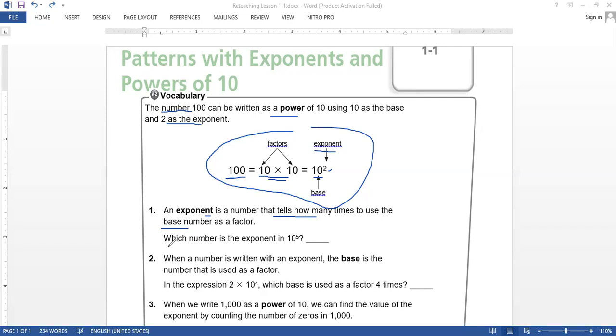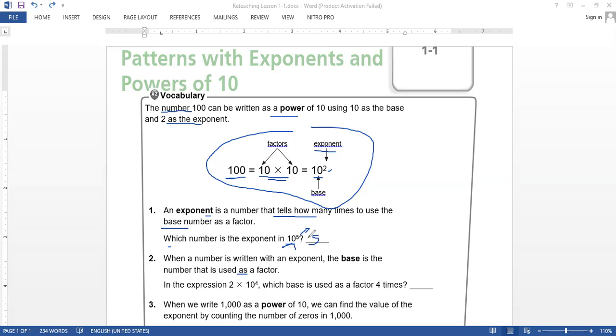Now, the first question: which number is the exponent in 10 power 5? So 10 is the base, as you know, and the number which is up is the exponent. So 5 is the exponent. So the answer is 5. So 10 power 5 means 10 multiply 10 multiply 10 multiply 10 multiply 10. The number which is up, the exponent, tells us how many times to multiply 10 by itself. Now, when a number is written with an exponent, the base is the number that is used as a factor. So 10 is the base and 5 is the exponent.